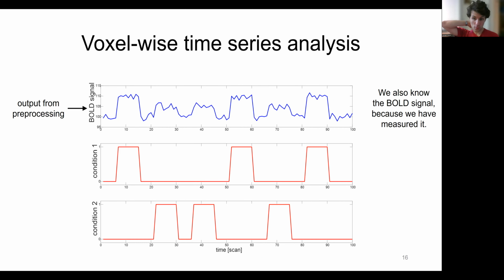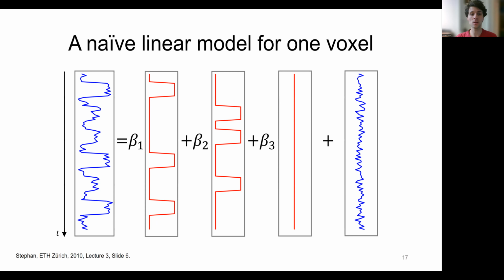So as an output from pre-processing, we also have a measured BOLD signal, simply because we have measured and then pre-processed it a bit. And the goal would now be to obviously relate the measured signal in the upper part in blue with the hypothesized signals in red given by our stimulus functions. So a very naive first model for the measured BOLD signal could look like this.